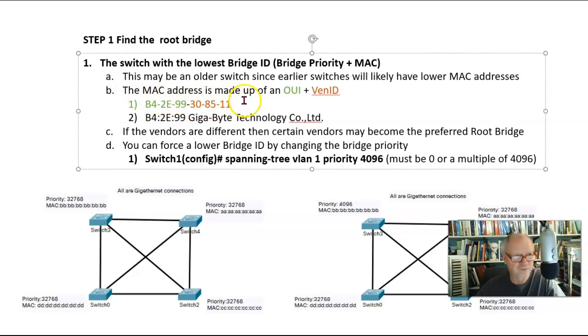If you buy a bunch of switches at once and you tend to get MAC addresses that are incrementing, then your oldest switch will become the root bridge.